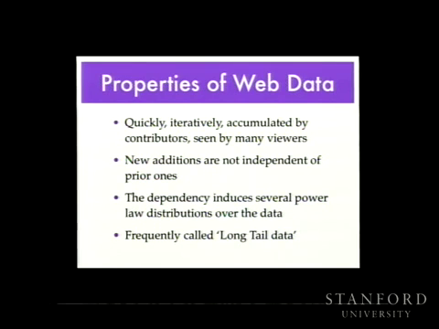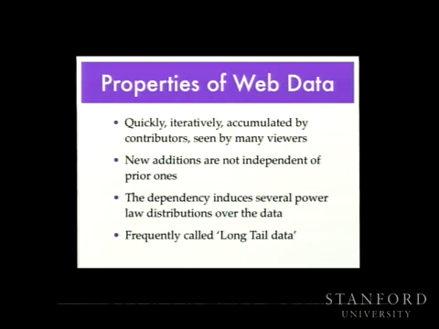So on a site like YouTube, what you see is a very interesting structure of data. It's not all independent videos. It's videos that are connected by the people who submitted them. It's connected by the people who have ranked them or commented on them. So you get this incredibly dense network of connections between all of the data, and that dependency induces what are called power law distributions over that data.